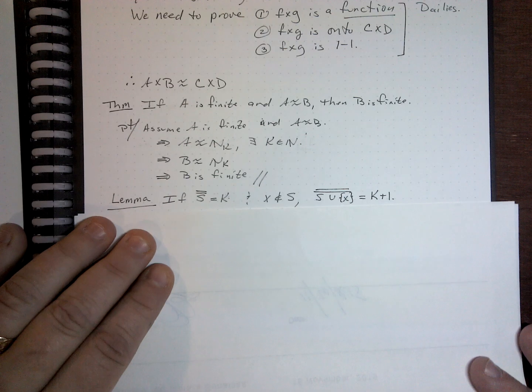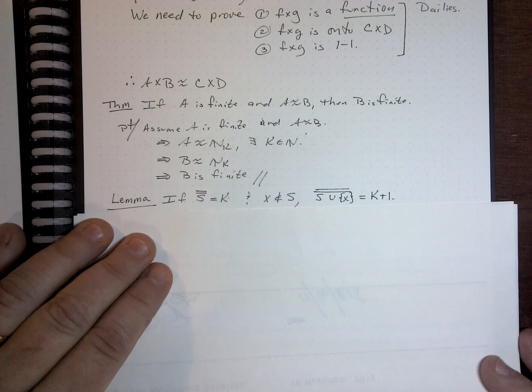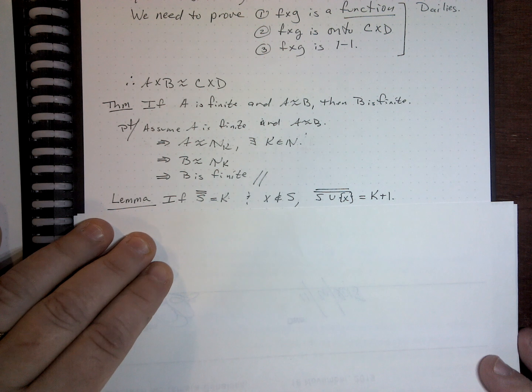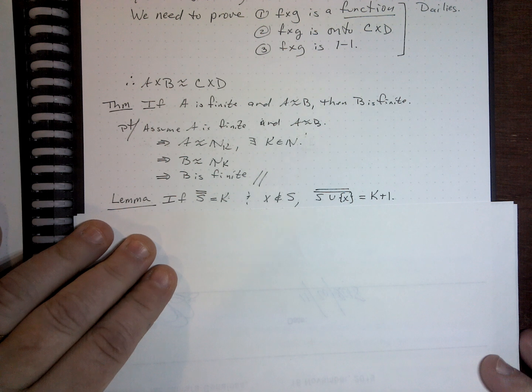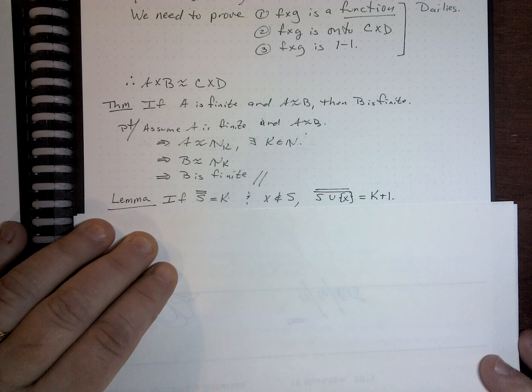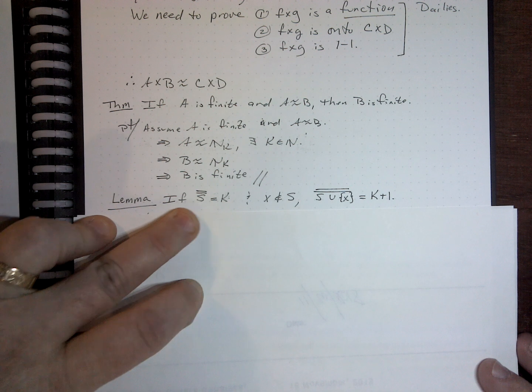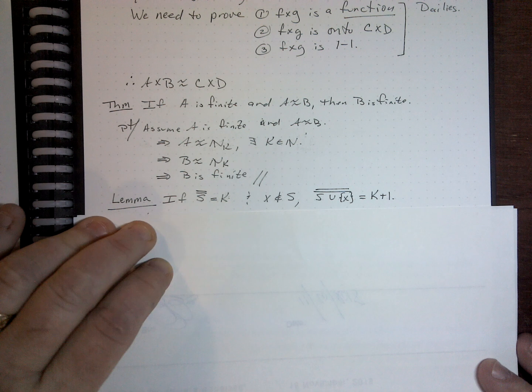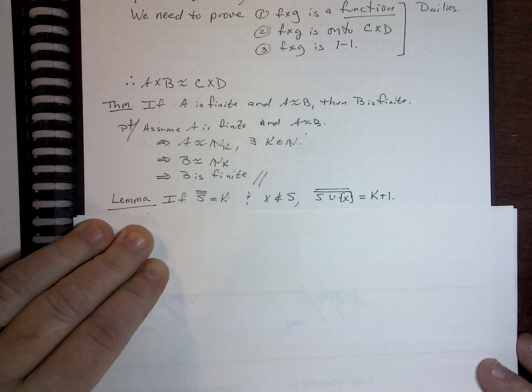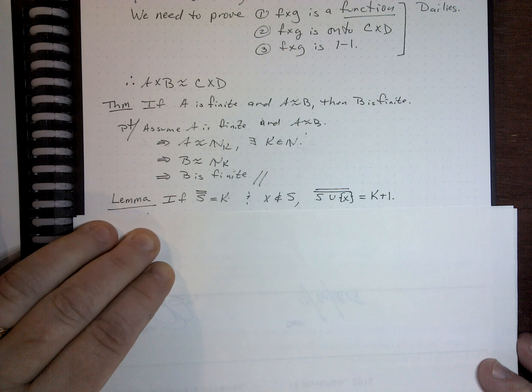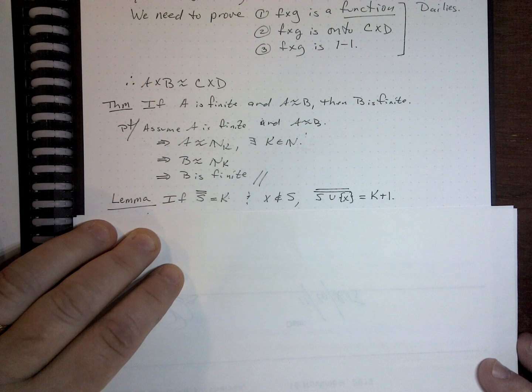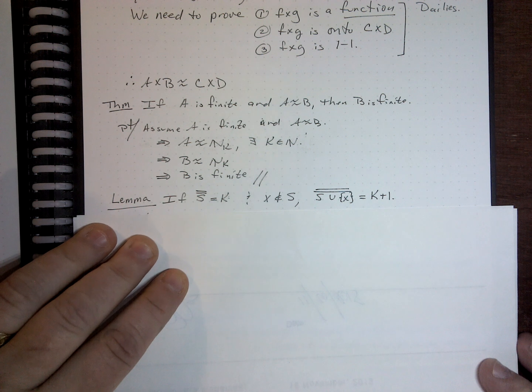Lemma. This basically says if I add one element to a finite set, its cardinality goes up by 1. It'll have one more element. I shouldn't say its cardinality; if it's finite, it goes up by 1 element. So suppose S is finite, the cardinality of S equals k, and x is some element not in S. Then the cardinality of S union the set containing x is k plus 1.